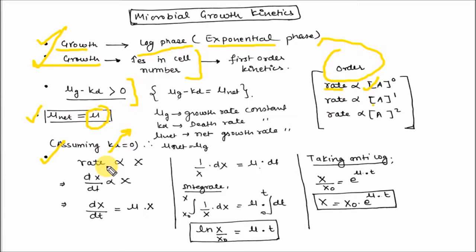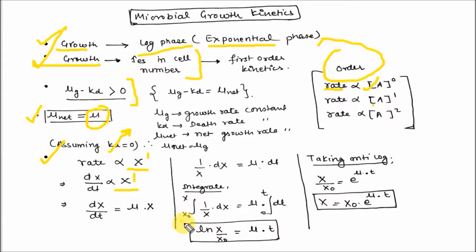What is rate? Rate is the change of biomass per unit time, that is dx by dt, which is directly proportional to the biomass concentration. Obviously it is first order, so x to power 1. Eliminate this proportionality by the constant mu, that is specific growth rate constant. Integrate this equation with limits x naught to x, where x naught is the initial biomass concentration and x is the final biomass concentration, and 0 to t.